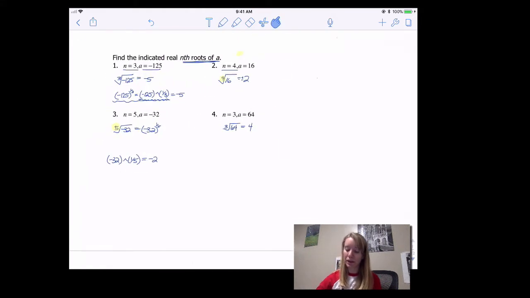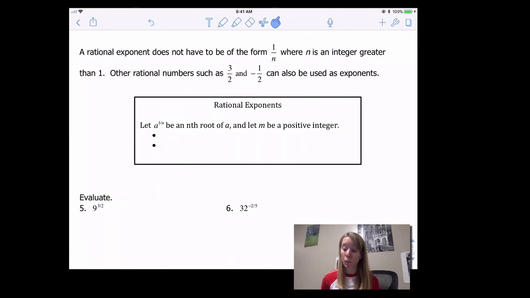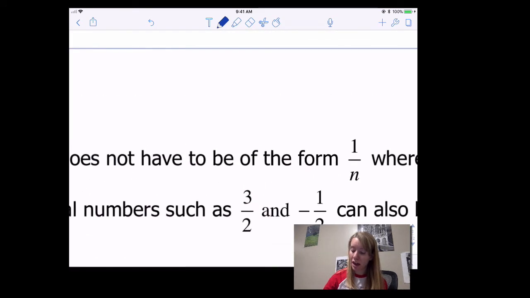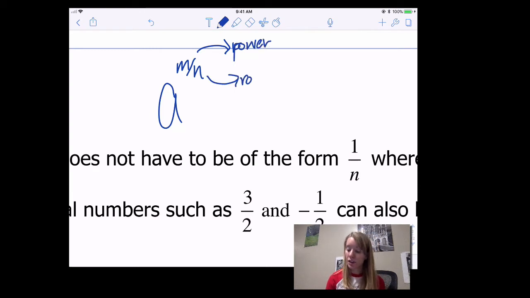So we can expand this a little bit. A rational exponent doesn't have to be in the form 1 over n, so I don't have to have a 1 in the numerator. I could have other powers. I could have a 3 over 2. I could have a negative 1 over 2. But what's always going to happen is we're going to have a to the m over n. The m is always the power, and the n is always the root, every single time. So you can think before when we didn't have a denominator on our power, it was always just a to some power. But now that fraction is going to mean that that bottom number is the root.